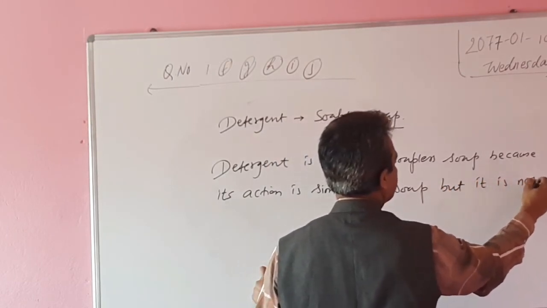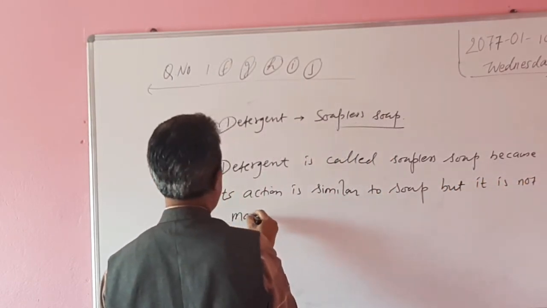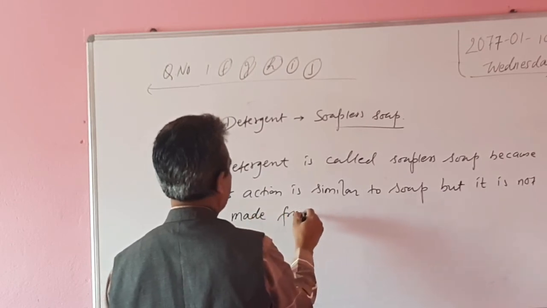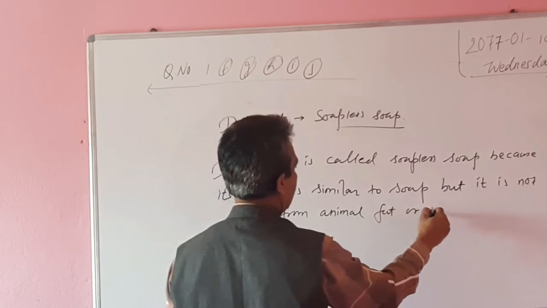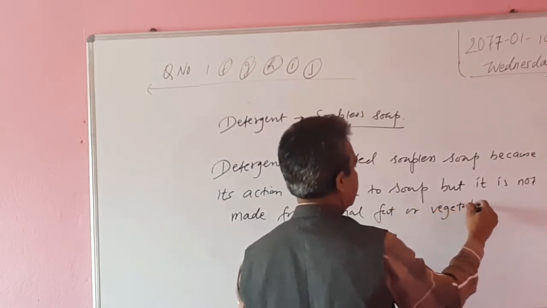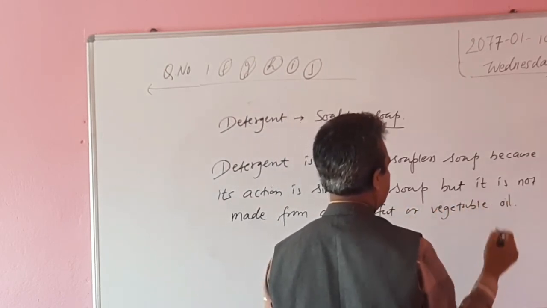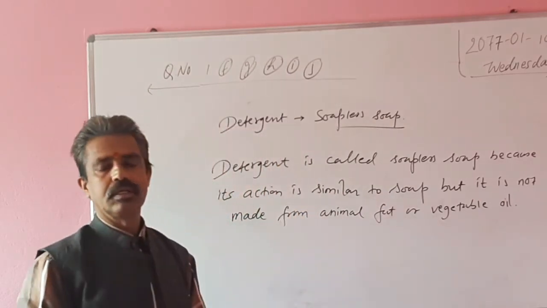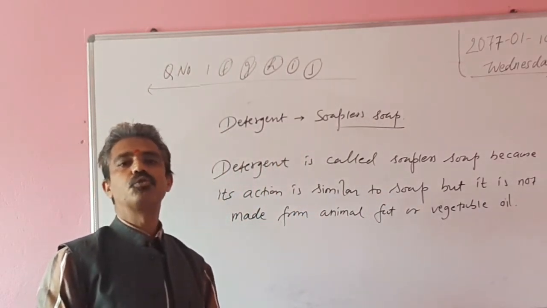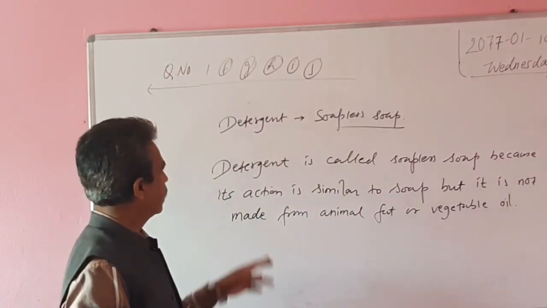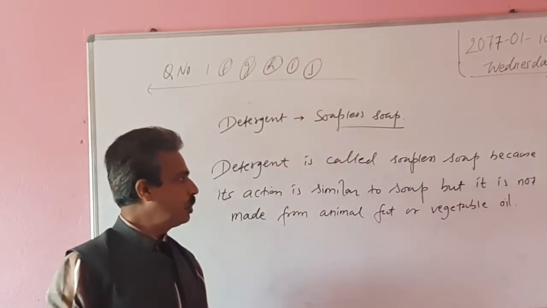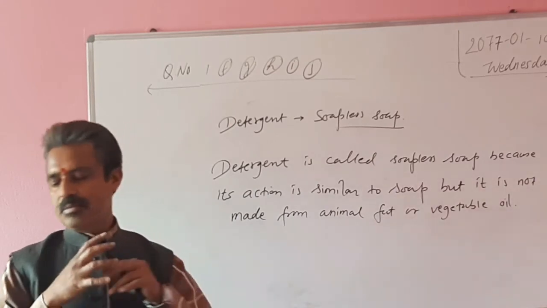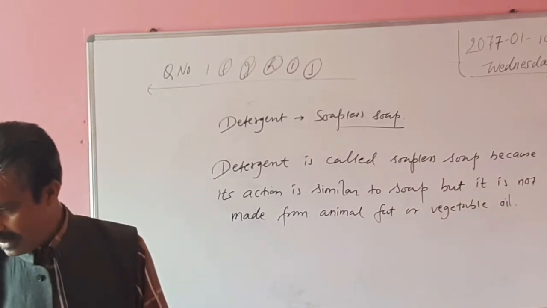it is not made from animal fat or vegetable oil. Then what is it made from? It is made from petroleum. Detergent is called soapless soap because its action is similar to soap, but its formation is different.